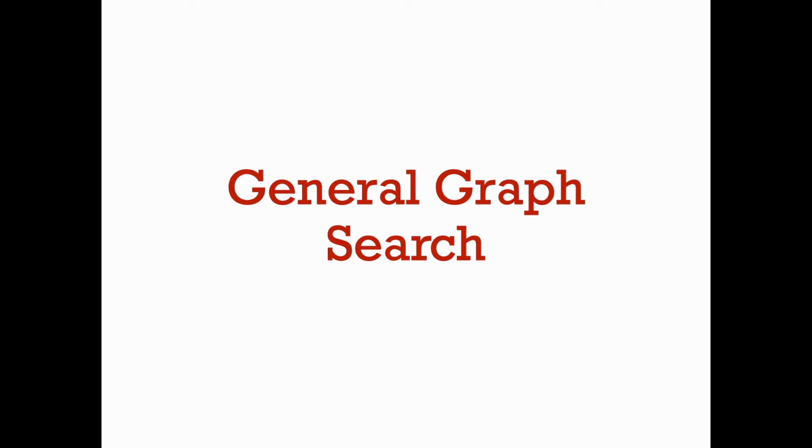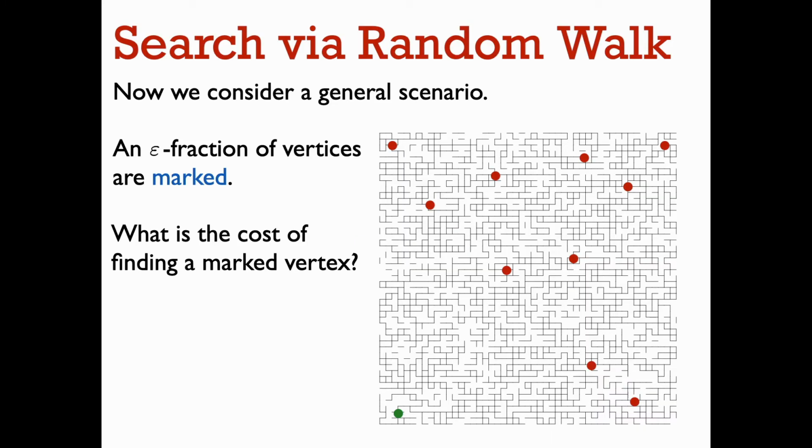In this segment, we start to look at a more general problem on a graph that a random walk can solve. We consider a more general scenario than just finding our way out of a maze. We start at the green dot, and we want to find one of the red dots.